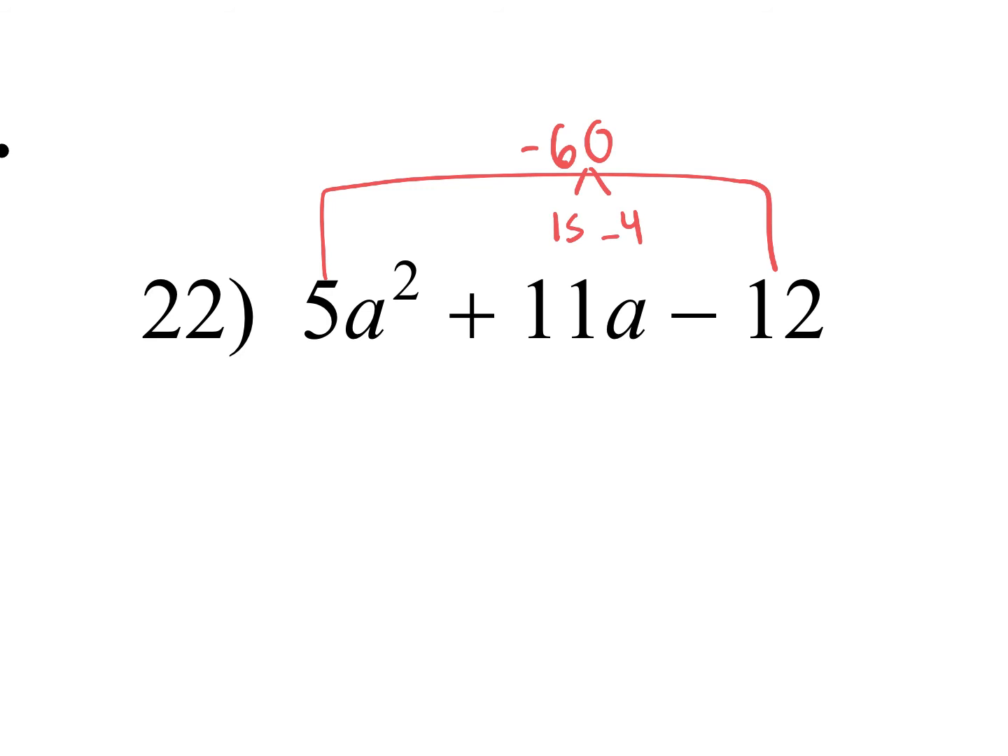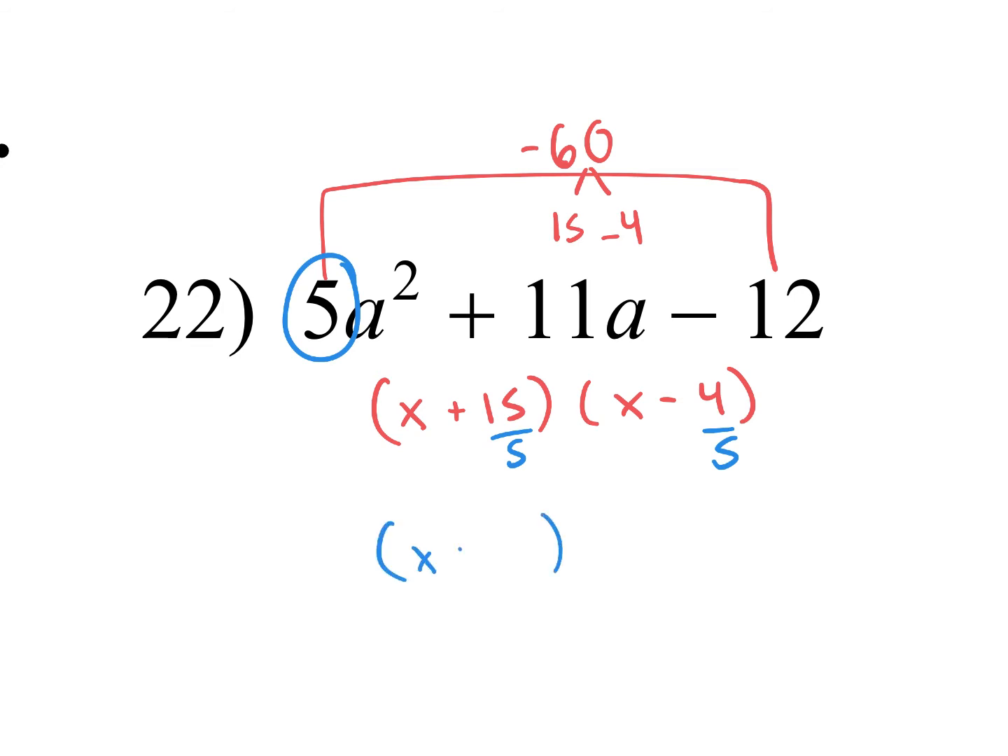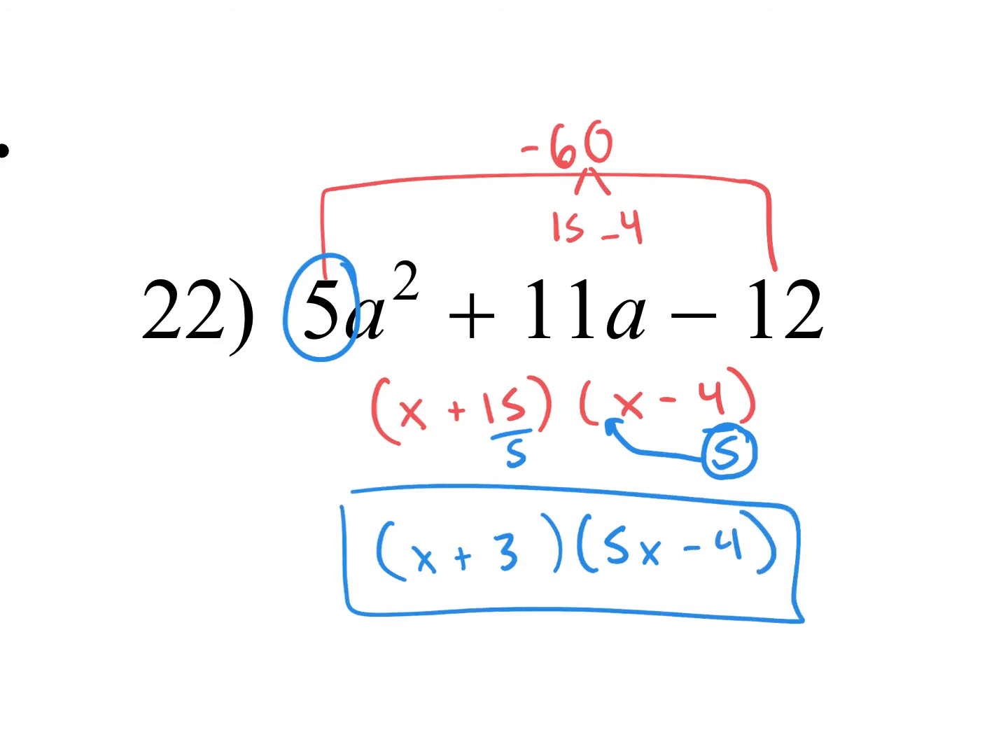15 and negative 4. So we would put x plus 15, x minus 4. Are we done? No. What do we have to do next? Divide by 5. What's 15 divided by 5? So x plus 3. Can we divide 4 by 5? So what do we do with the 5? Awesome. Move it in front of the x, so we have 5x minus 4. Any questions here?